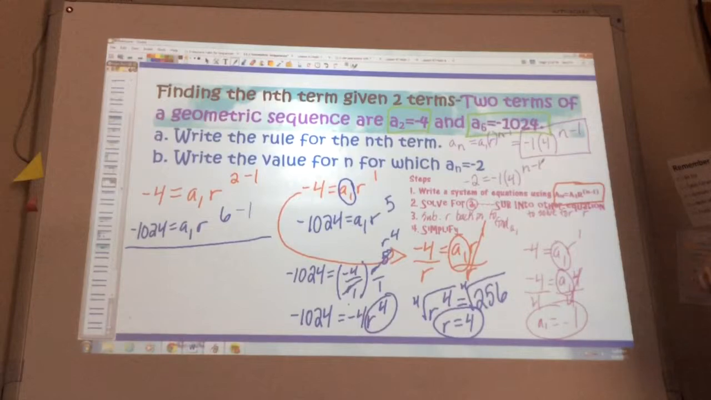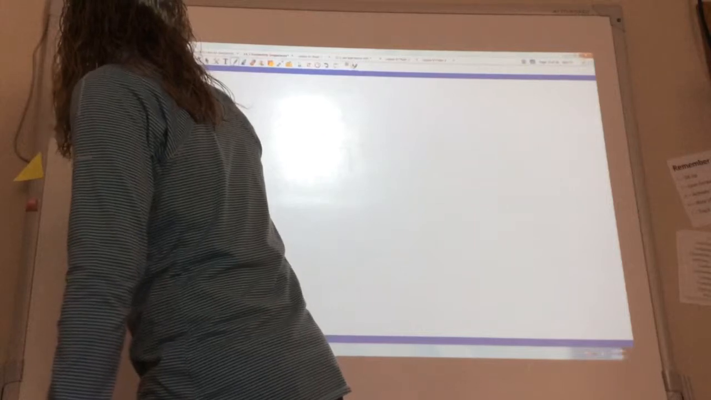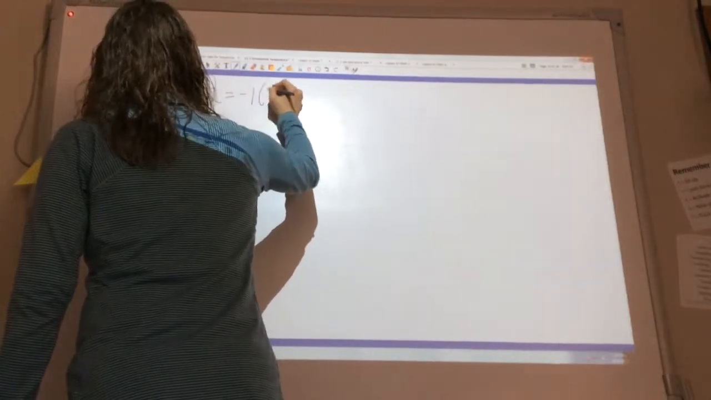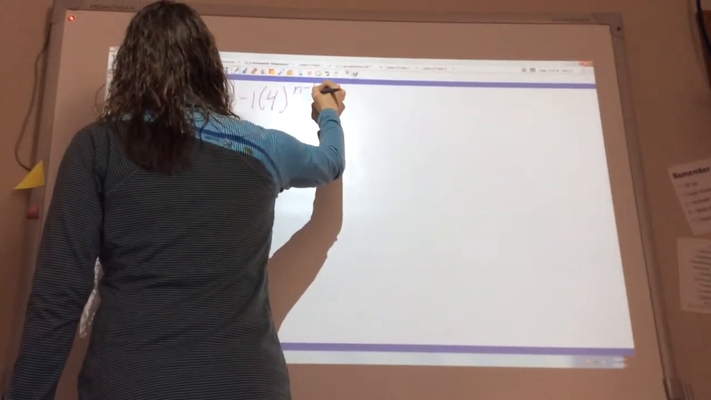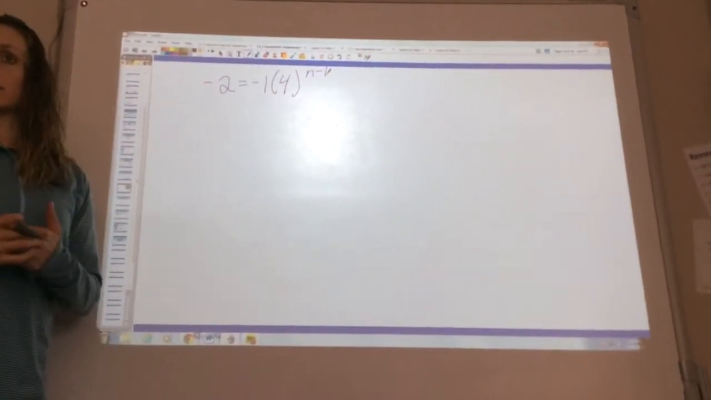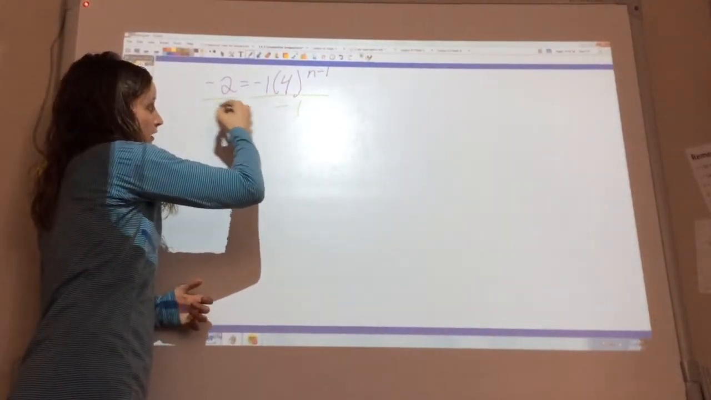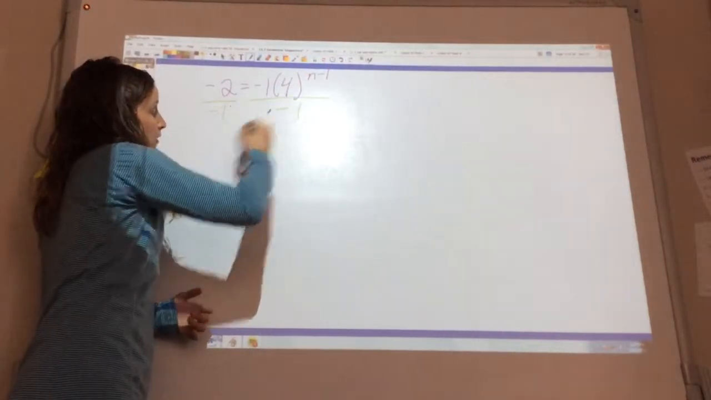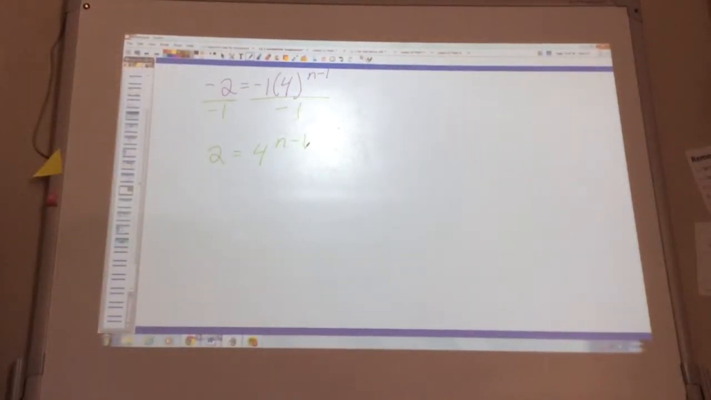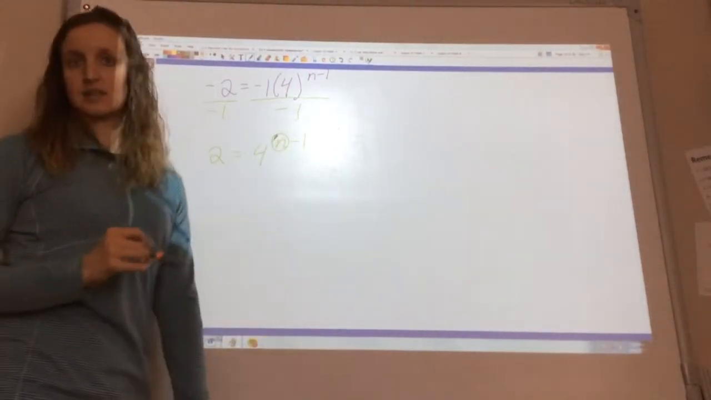Very good. And I'm going to actually have to write this on the next slide because we're going to run out of room. Can you give me what that said again? Negative 2 equals negative 1 times 4 to the n minus 1. Perfect. Okay, so the first thing that we can get rid of is what? Yep, so we divide each side by negative 1. We're going to get 2 is equal to 4 to the n minus 1. Do you guys agree with that? Yeah? Okay, my next question. What's the only way we're going to get n by itself?